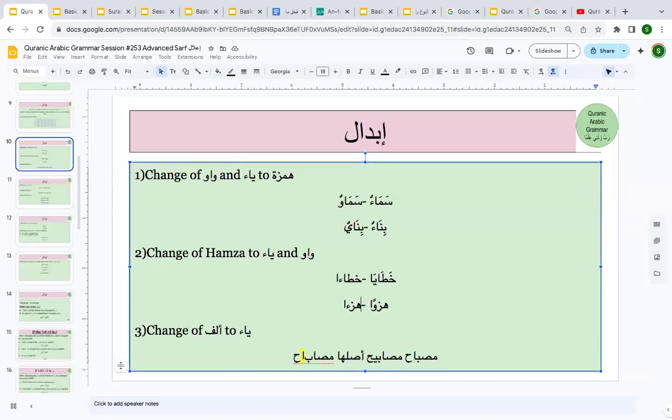Sometimes alif gets changed into ya. So here I found an example. Masabih is a singular word, and the plural for it is on the mafa'ilu pattern. And masabihu asluha according to such scholars is masabaha, but it got changed into ya. This ya is actually a change that happened from alif. The word was originally masabaha. So it is so tough on your tongue, but masabiha is so easy on the tongue. So therefore, alif got changed into ya.